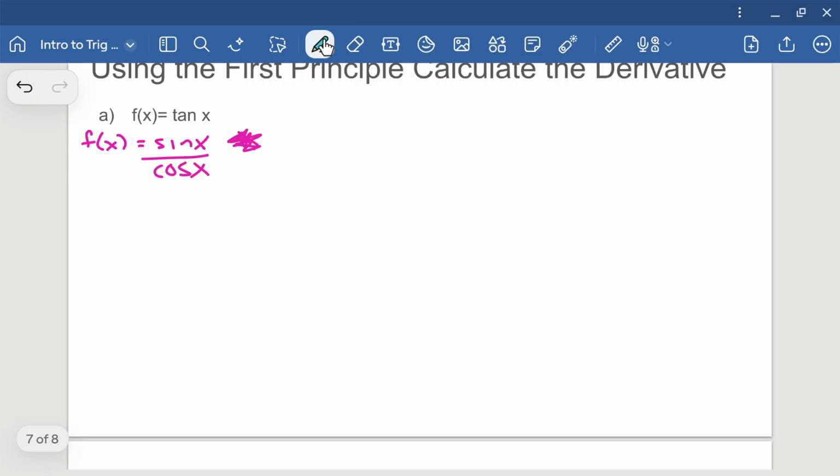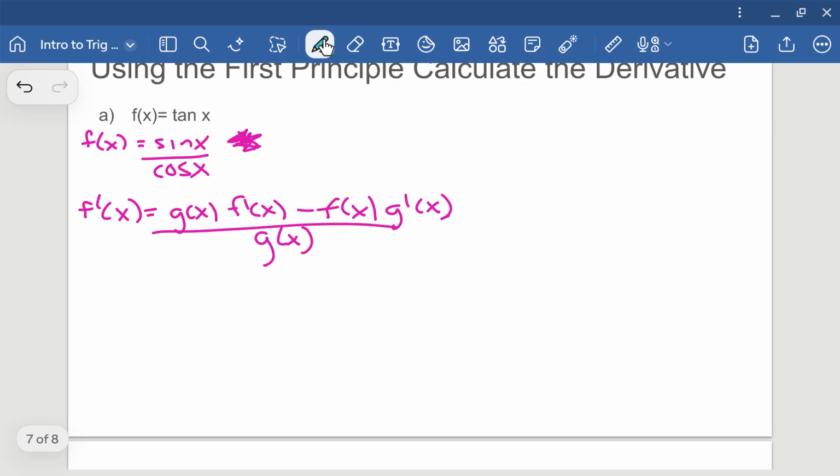Okay, so we're using the quotient rule, and the quotient rule, when we're looking at the first derivative, is going to be, so I'm just going to write it out here, f prime of x is going to be g of x times f prime of x minus f of x times g prime of x all over g of x, and this would be squared. So this is if the numerator is essentially f of x and the denominator is g of x. So using that, we're going to start filling some things in.